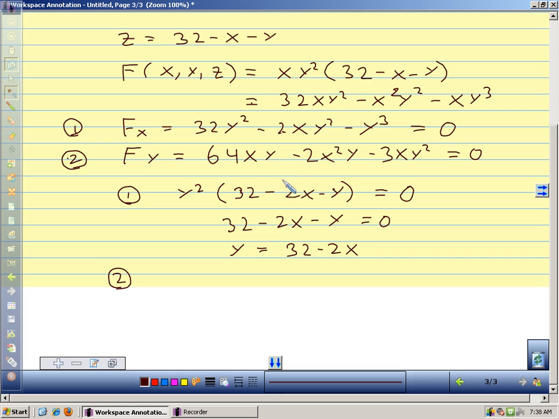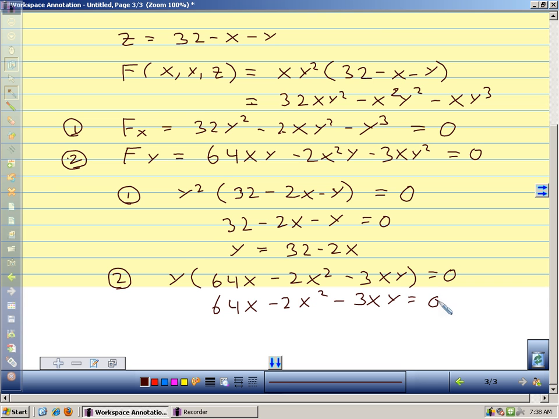So I'm going to factor out a y out of this one. So y times 64x minus 2x squared minus 3xy equals 0. Again, we're going to ignore y equals 0. We don't want y equal to 0. So we're looking at where 64x minus 2x squared minus 3xy equals 0.